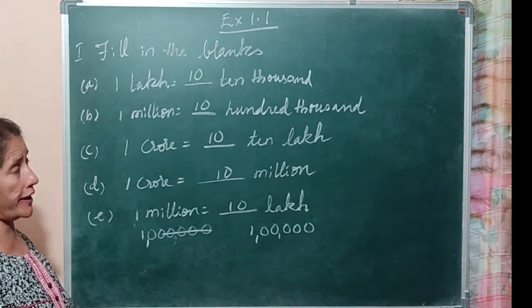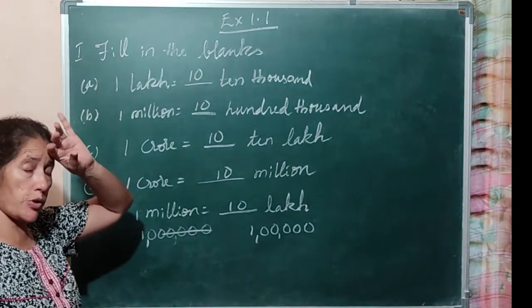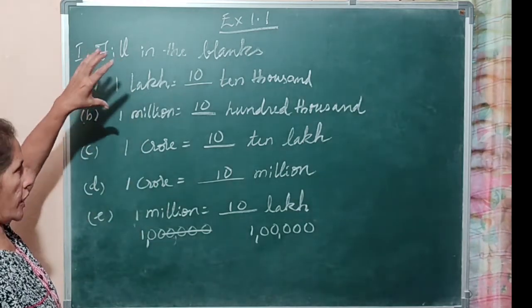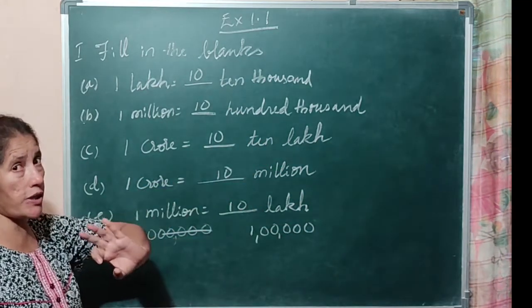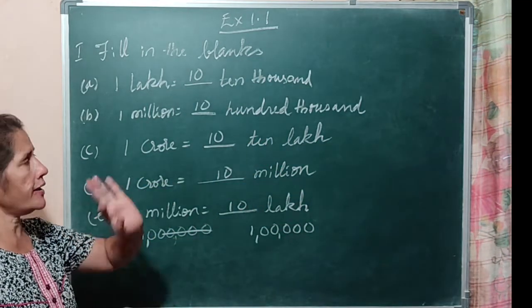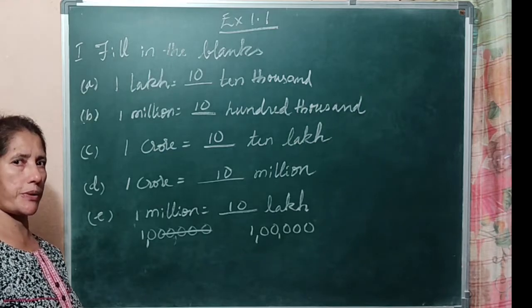Understood clearly how to do it? No need of worrying so much. Write down lakh on one side, 10,000 on one side. In 10,000, count how many zeros are there, then you put them here. Understood?